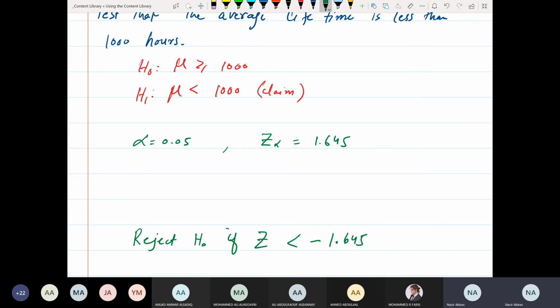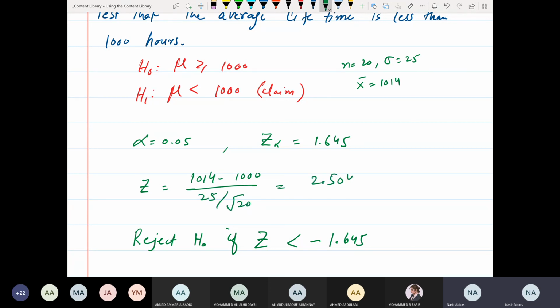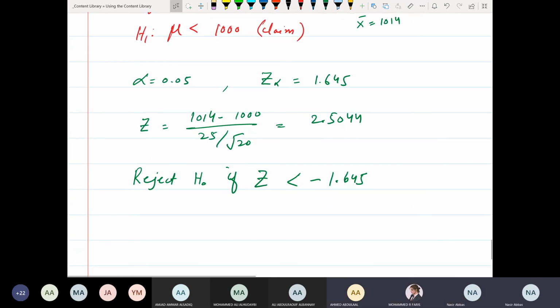Now let us calculate the value of Z, assuming my information is N is 20, sigma is 25, X bar is 1014. So my Z will be 1014 minus 1000 over 25 divided by root of 20, which is 2.5. Is 2.5 less than minus 1.645? No. So as Z is not less than minus 1.645, we do not reject H0.